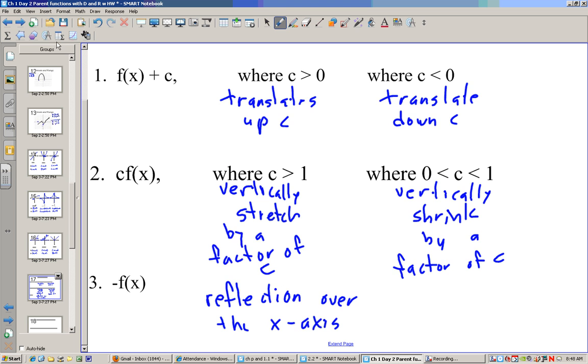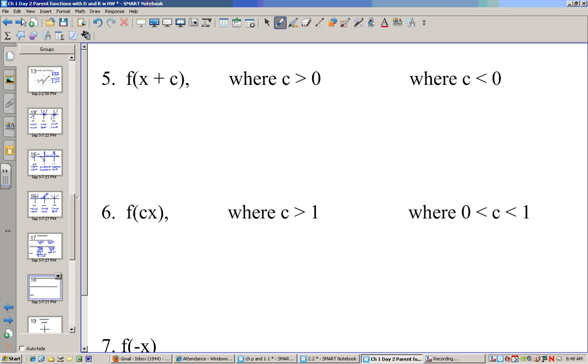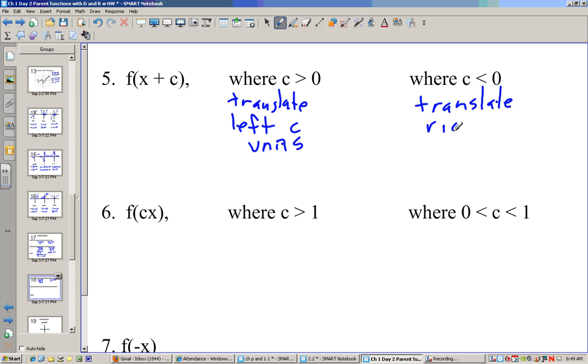Now if we have x plus c in the parentheses, if c is greater than 0, that's going to translate the function to the left, c units. If it's less than 0, so if it's x minus 2, that's going to translate to the right, c units.